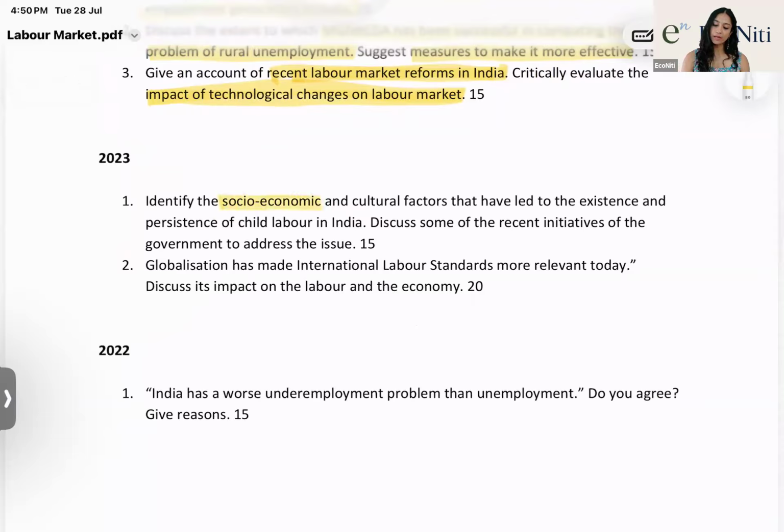Identify the socio-economic and cultural factors that led to the existence and persistence of child labor in India. पिछले तुम्हारे नोट्स में है. Recent initiatives कुछ हैं तो उसको डाल दो उधर. Globalization has made international labor standards more relevant today. ये 2023 का सवाल है. It is even more relevant in 2026. ठीक है.